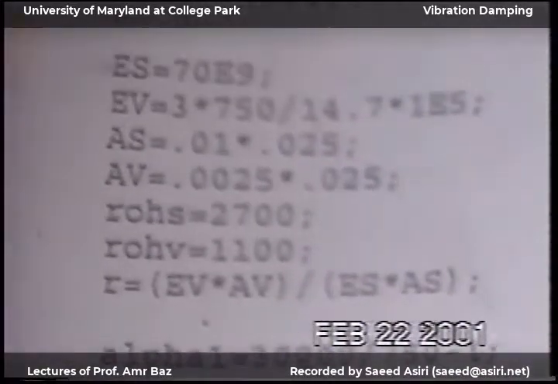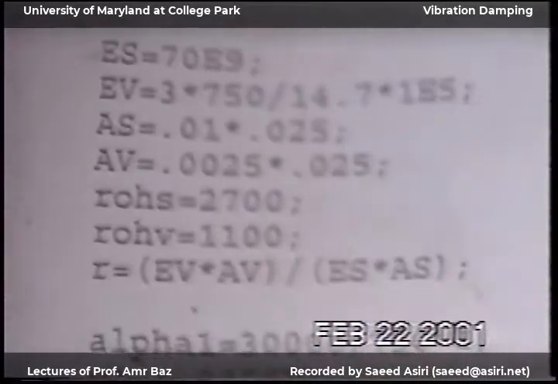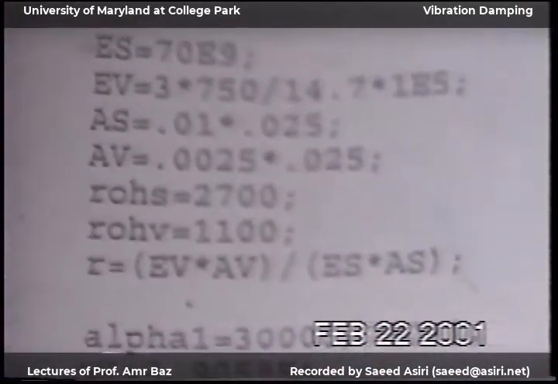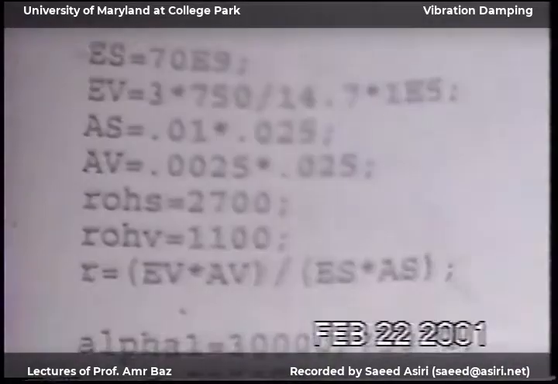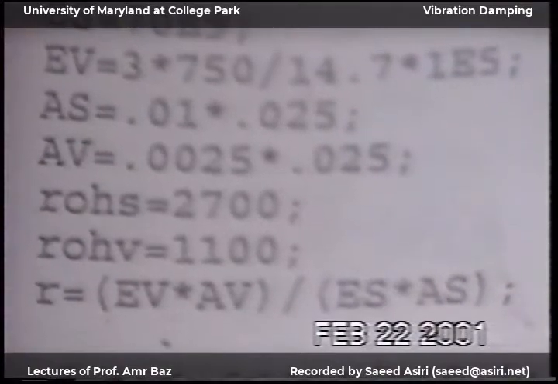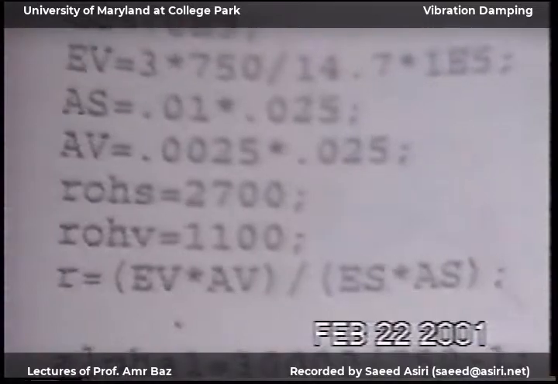Okay? Then now I have the rod, which has 1 centimeter thickness and 1 inch width. So the rod is like this.